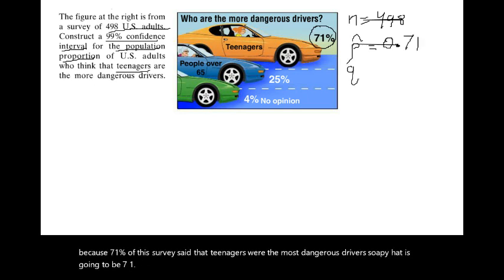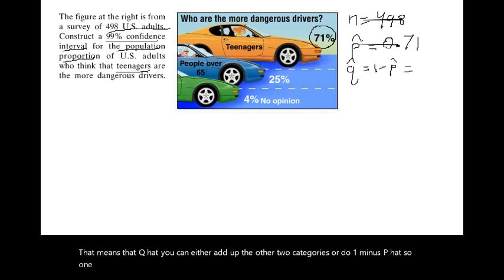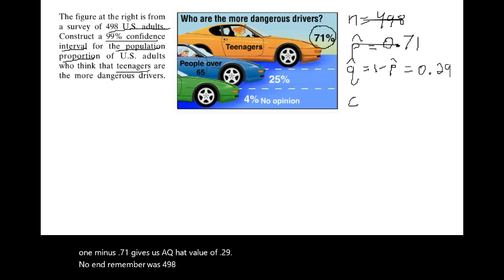That means that q-hat, you can either add up the other two categories or do 1 minus p-hat. So 1 minus 0.71 gives us a q-hat value of 0.29. Now n, remember, was 498, and we're constructing a 99% confidence level, so our c is equal to 0.99.